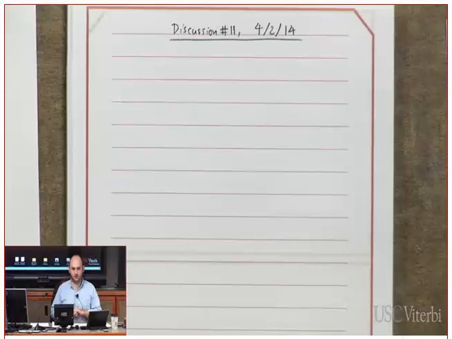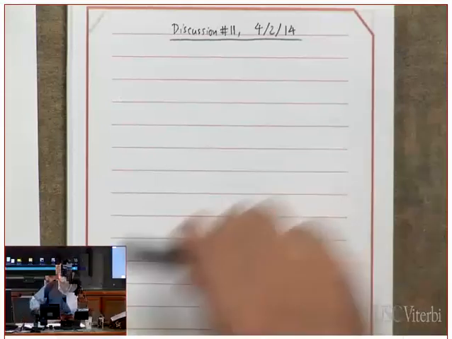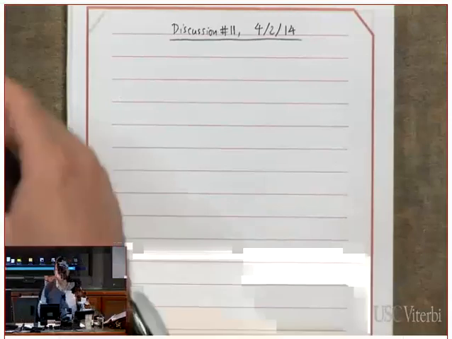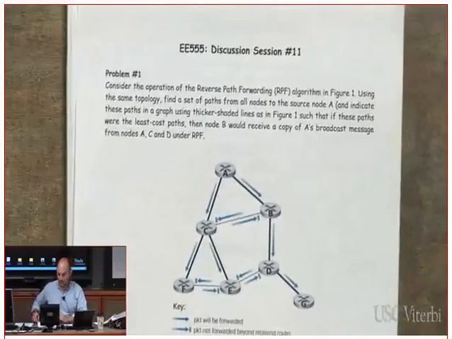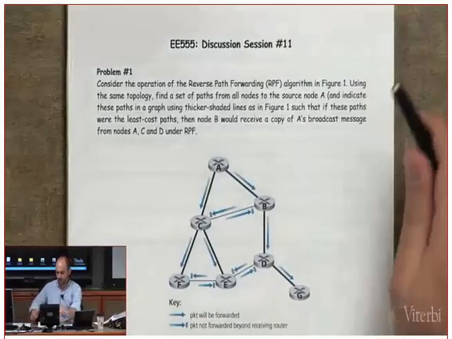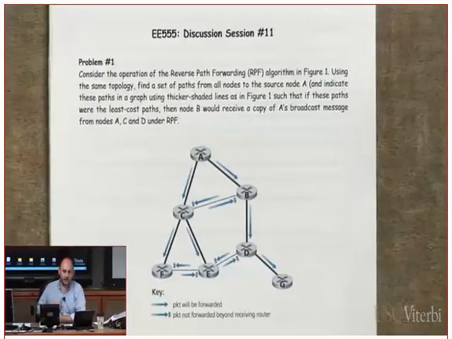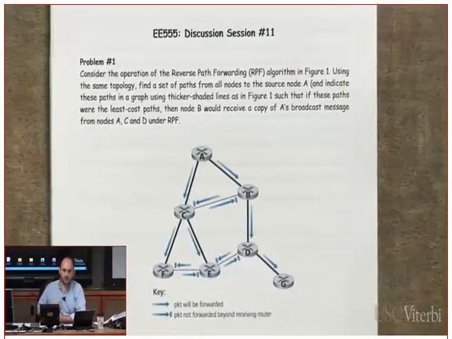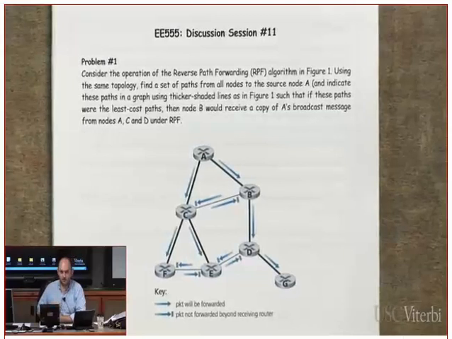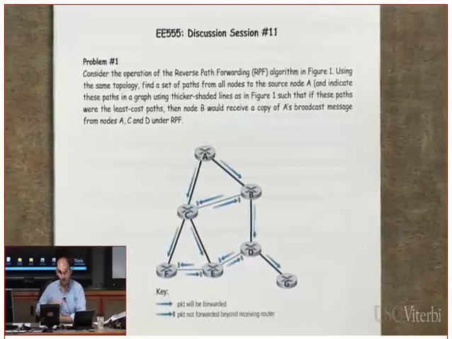So if you remember, this is an algorithm that does what? It controls flooding, right? So it tries to avoid excessive flooding. A node will not forward a packet if it's not coming from a link that belongs to the shortest path to the source of the packet, right? Use that concept over here to analyze the problem.